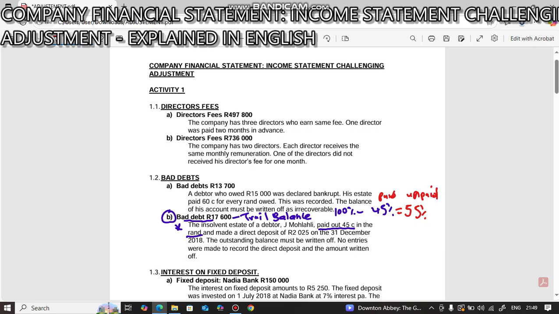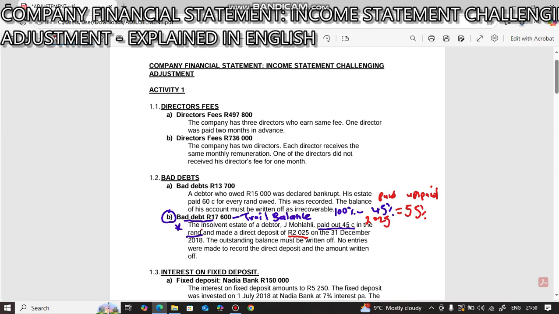Alright, so let us continue with our information. We ended here. The information continues saying, and made a direct deposit of 2025 rand on the 31st December 2018, meaning Mr. Mohlahli paid 45%. This amount was equivalent to 2025 rand, meaning this amount was not a total amount that was owed by Mohlahli. This is the amount that was paid by Mr. Mohlahli. So this amount is not equal to 100%, it's only equal to 45% because it was paid.